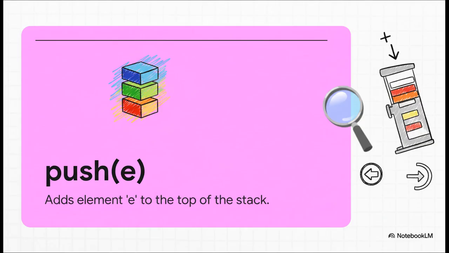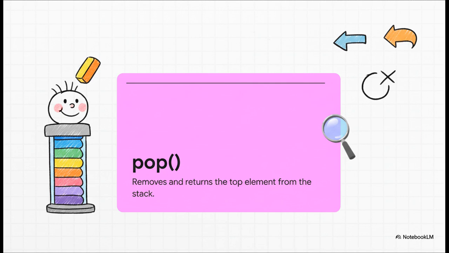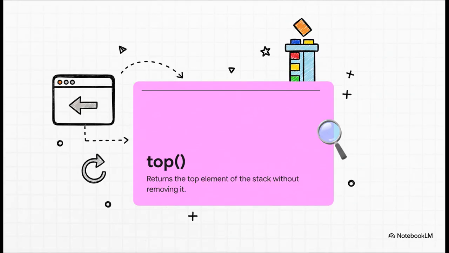The first rule, our first operation, is push. When we push an element, we're just adding it to the top of the stack. This is our load the candy move. Simple as that. Next up is pop. Now this one does two things at once. It removes the top element from the stack and it hands that element back to you. This is the get the candy operation. But what if you just want to see which candy is next without actually taking it? Well, that's what the top operation is for. It lets you just peek at the top element, but it leaves the stack exactly as it was.